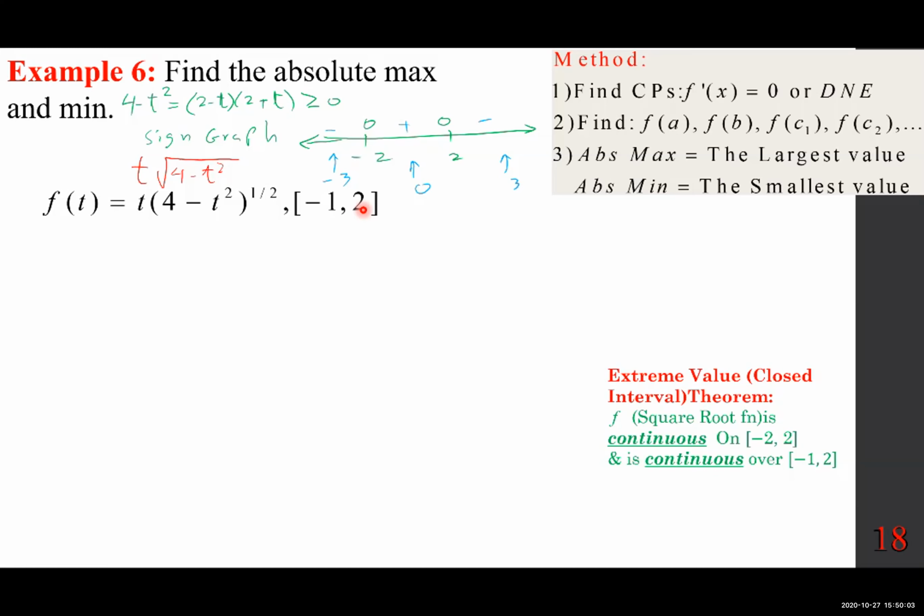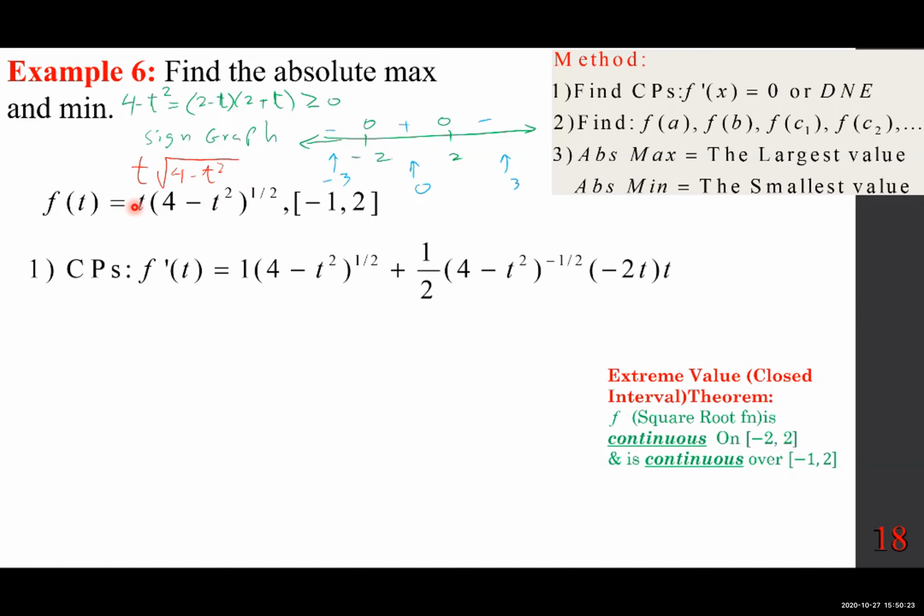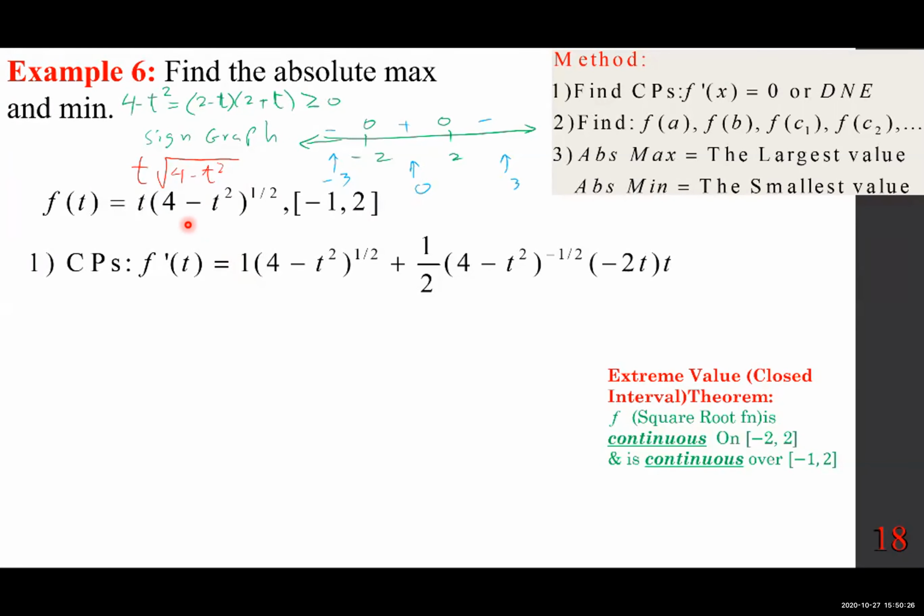And then let's do the differentiation. t gives you 1 times the second piece, and the second piece gives you 1/2 times 4 minus t squared, by the chain rule times minus 2t, and by the product rule times t. So one more time, t gives you 1 times the second piece. The second piece gives you 1/2 times 4 minus t squared to the power of negative 1/2 times minus 2t, times t. This is what you get, and you can combine them.